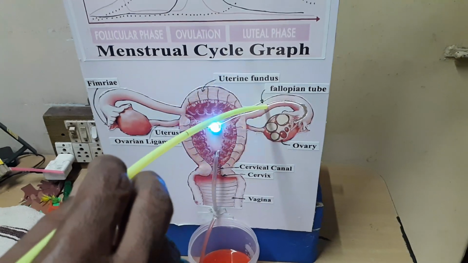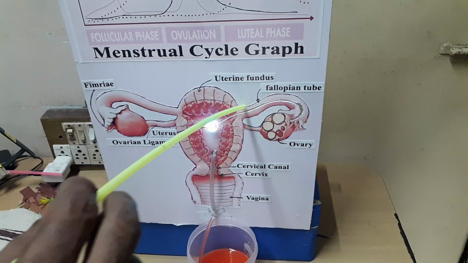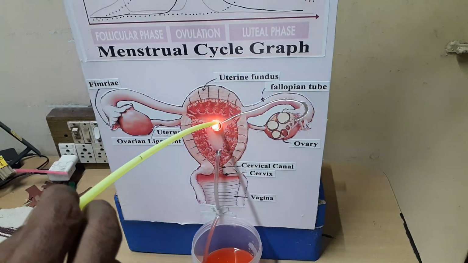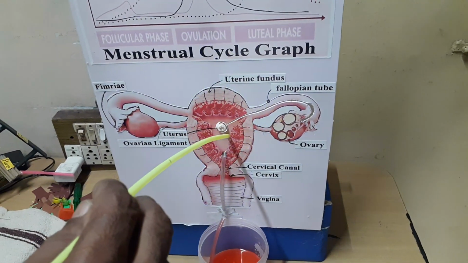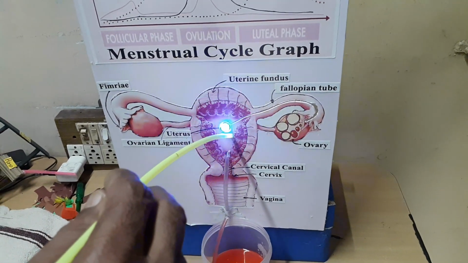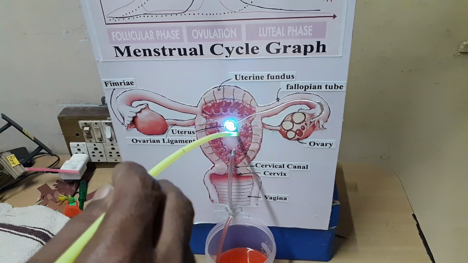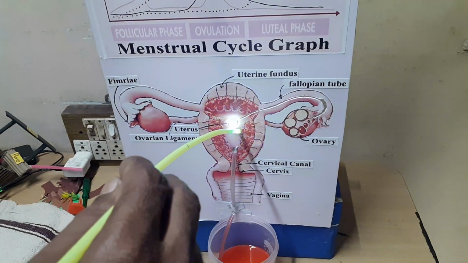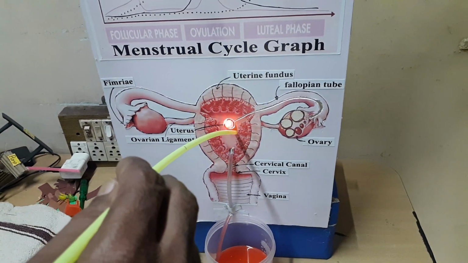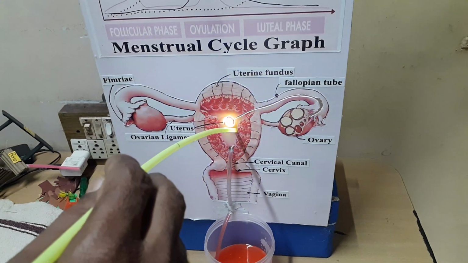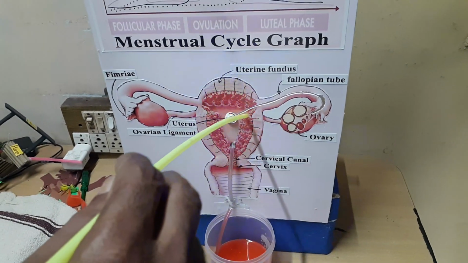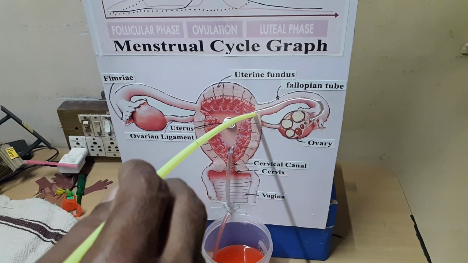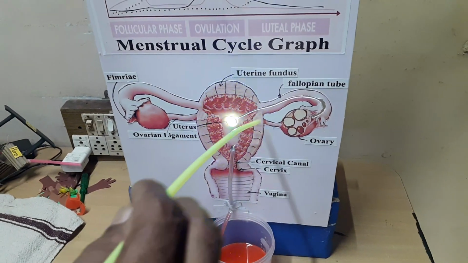In this portion of the tube, once the egg enters, the sperm also enters the uterus. Once the sperm enters the uterus, the contractions propel the sperm upward into the fallopian tube. The fallopian tube pushes the egg toward the uterus.